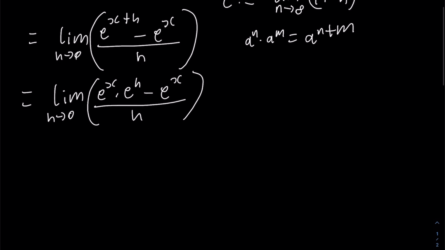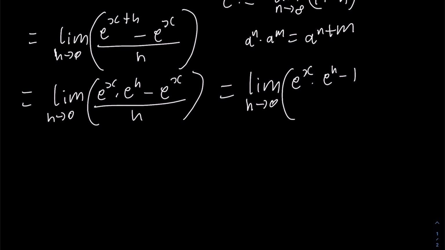Now we see that we have an e to the x in both terms, so why don't we try factoring that out? What we also notice, which is pretty cool, is that the e to the x term is independent of the limit here. So we'll write this down. This is the limit as h goes to 0 of e to the x factored out, multiplied by e to the h minus 1, because if we factor out e to the x we get this minus 1, and then all over h. This is the same thing because we're multiplying it.